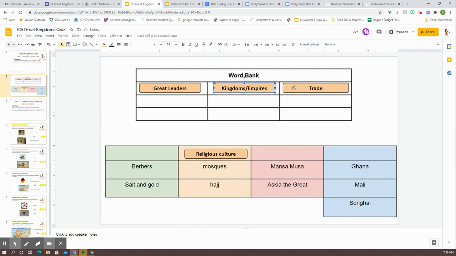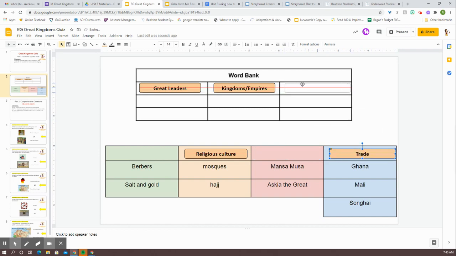And lastly, you have trade. All right, what they mean by trade is what words have to do with people who buy and sell things that they have, right? Any valuable resources or things they have that are worth a lot. All right, same idea. You're going to drag this to wherever it is that you think it should go.